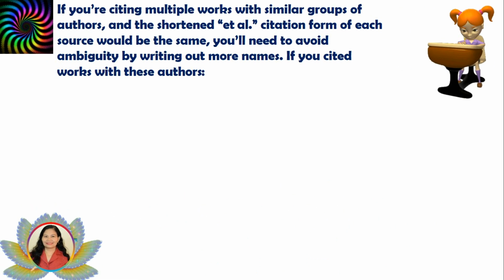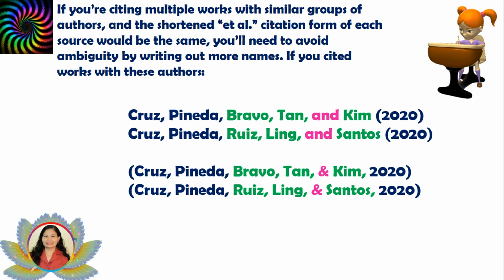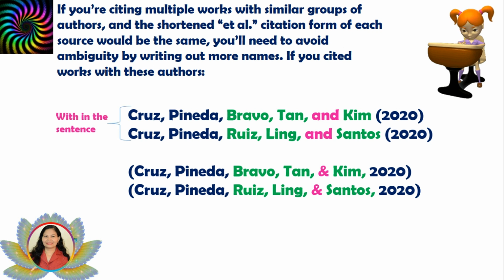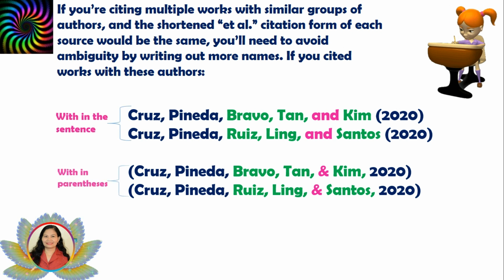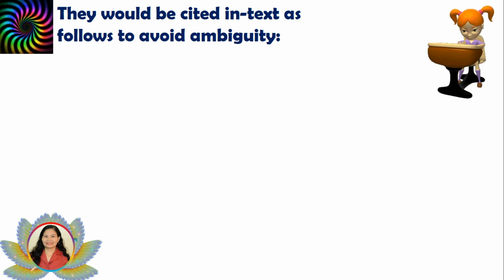If you are citing multiple works with similar groups of authors, and the shortened et al. citation form of each source would be the same, you'll need to avoid ambiguity by writing out more names if you cited works with these authors. It could be written within the sentence or it could be in parenthetical citation. They would be cited in text as follows to avoid ambiguity.